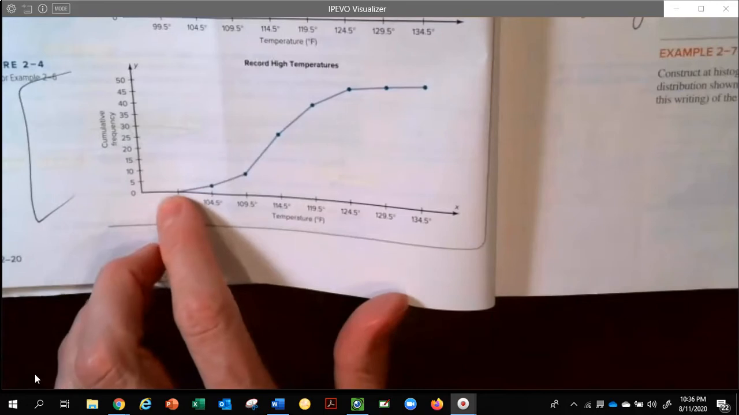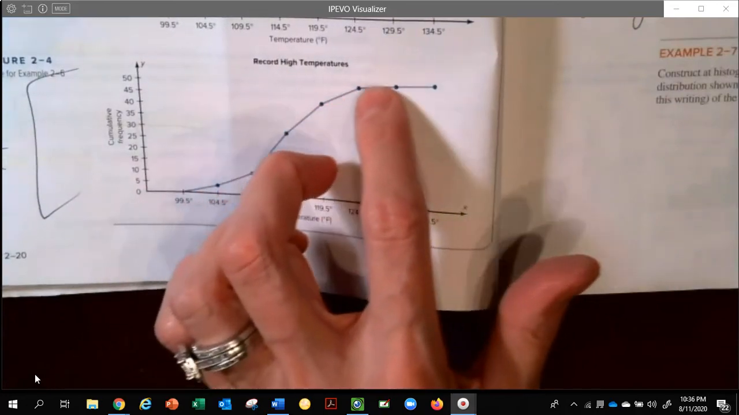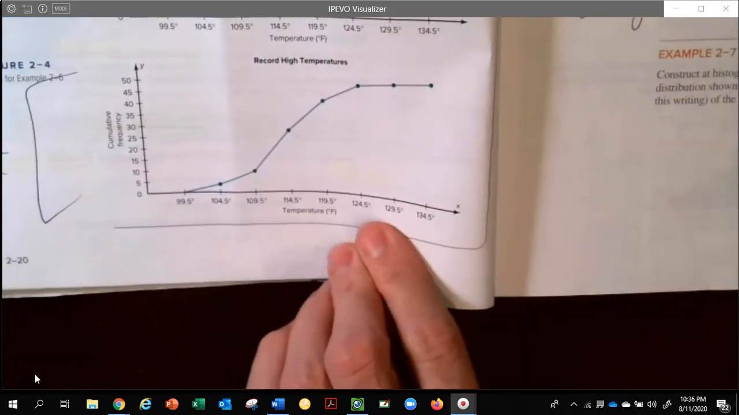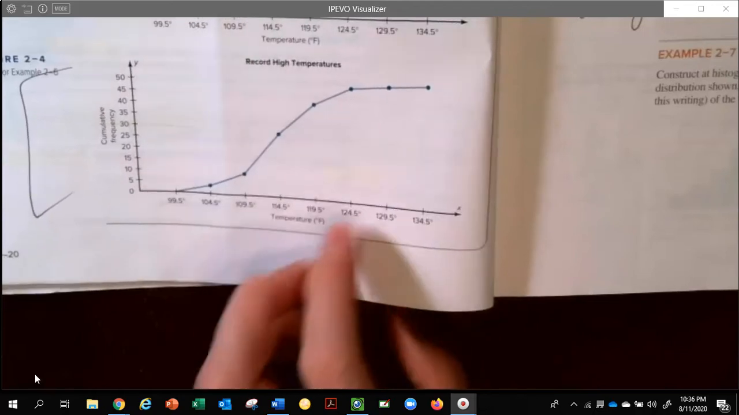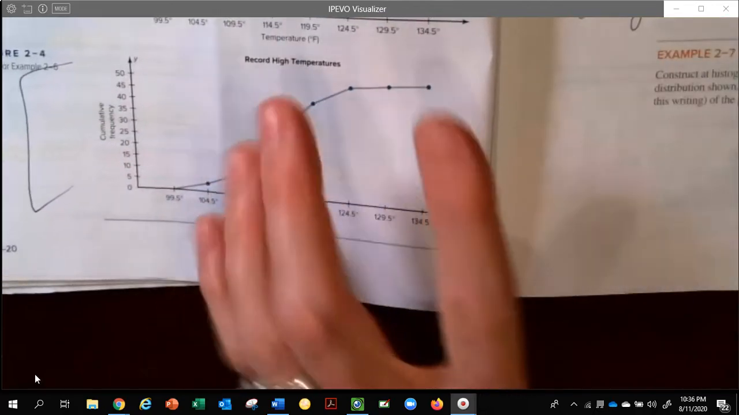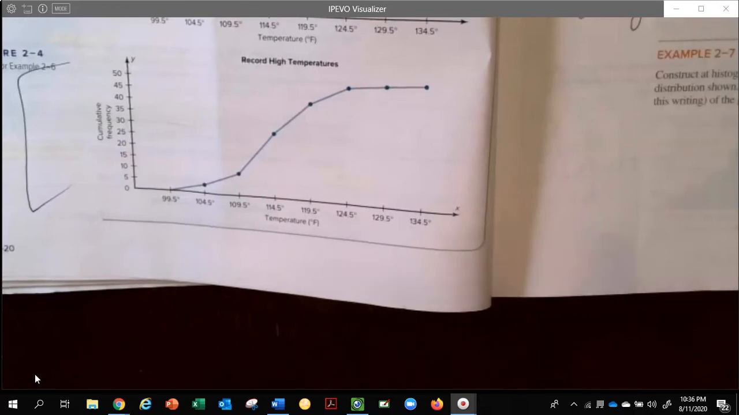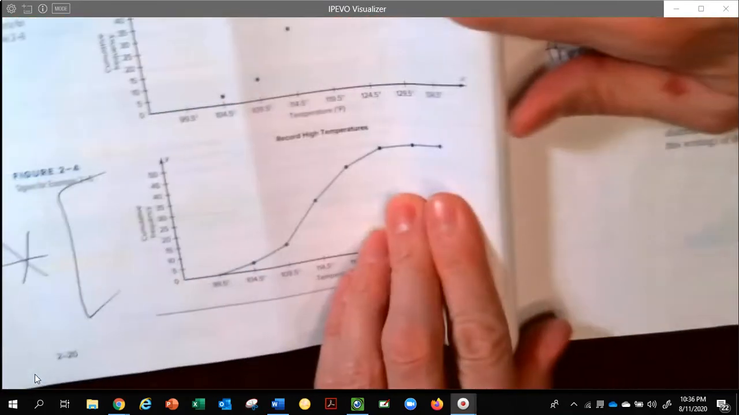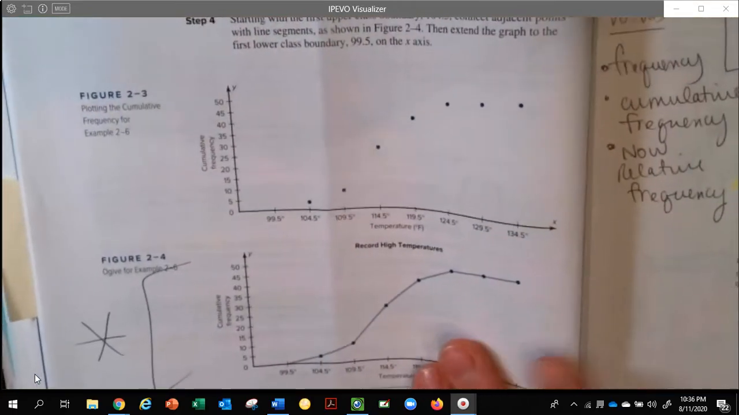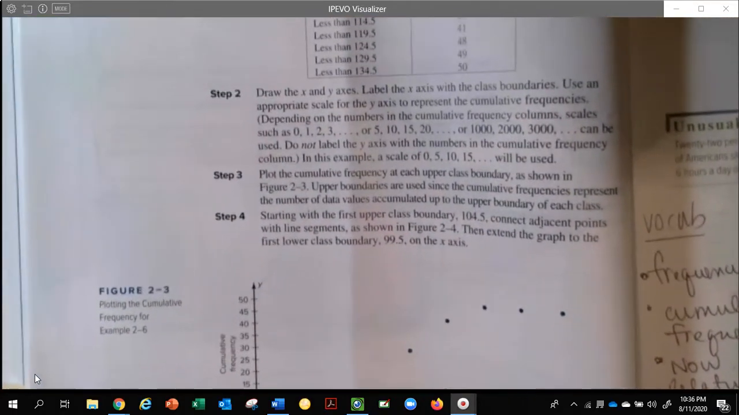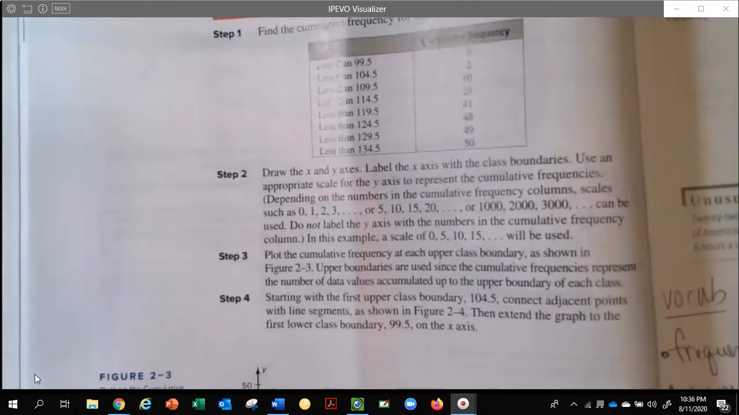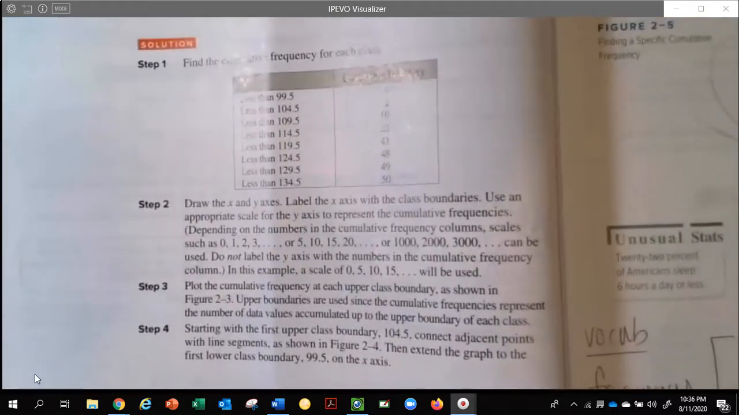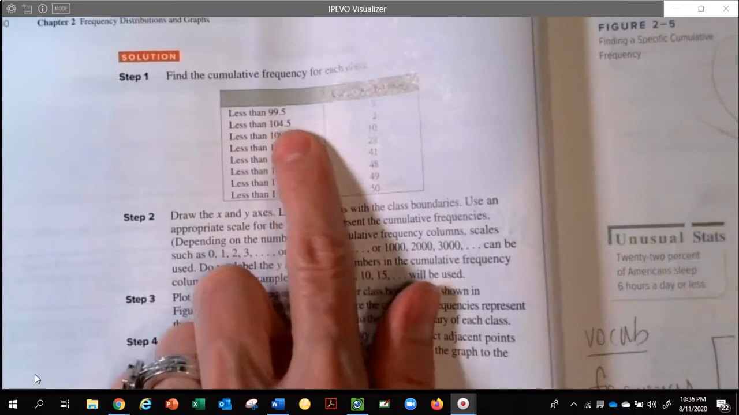The ogive begins on the x-axis, but then it never comes back down because it is accumulating up to the total amount that we are talking about in whatever data value or data set that we're talking about. It gives an example. It says construct this. We will kind of walk through it, and then I'm asking you to go back and try to do it by yourself without looking.